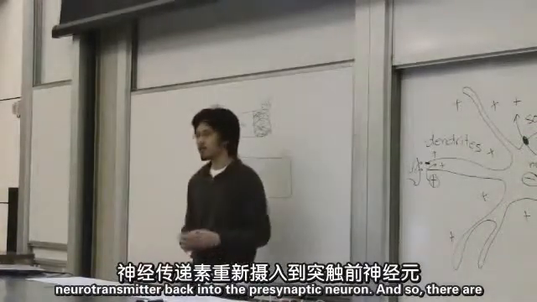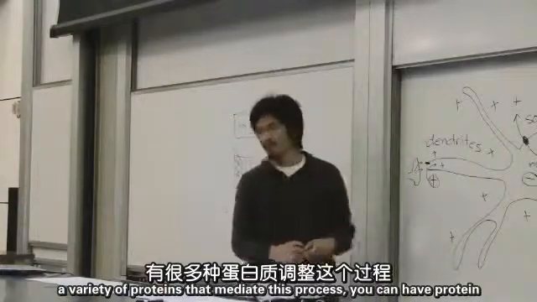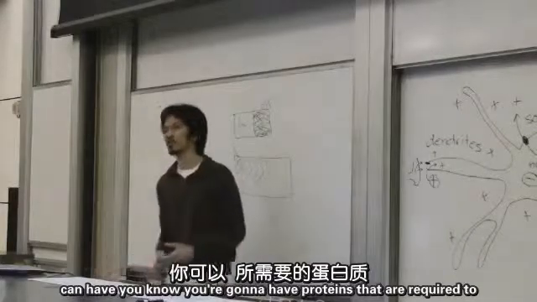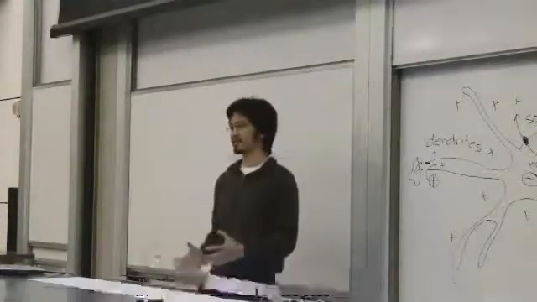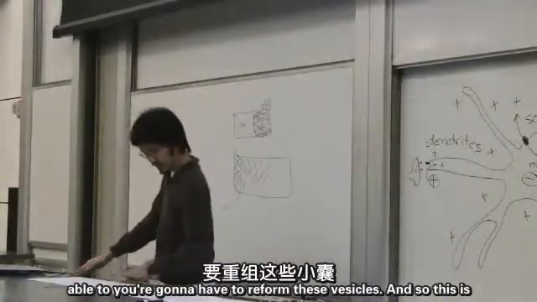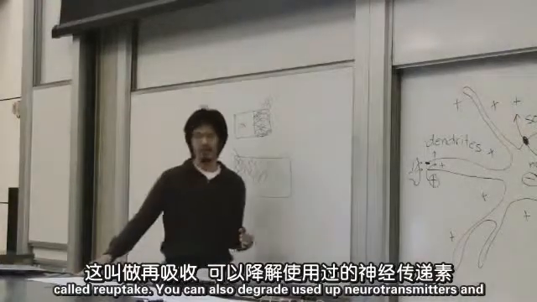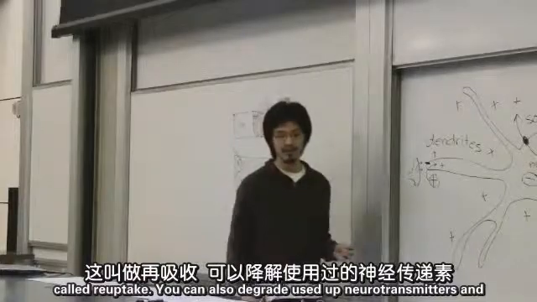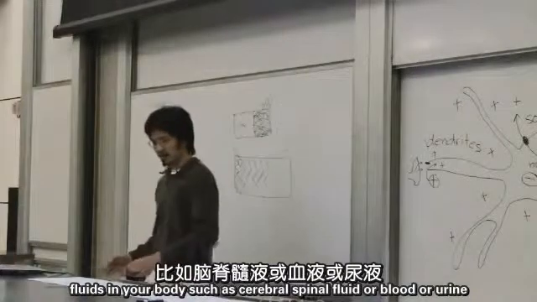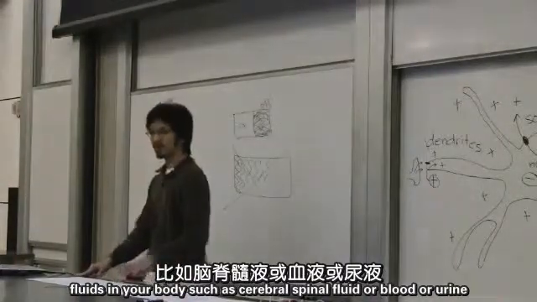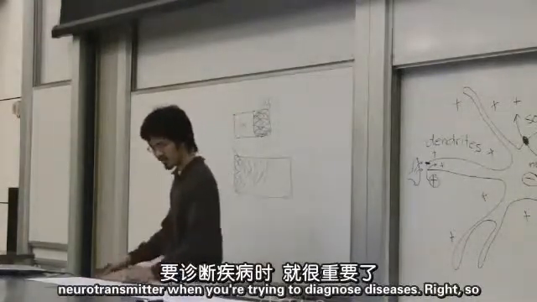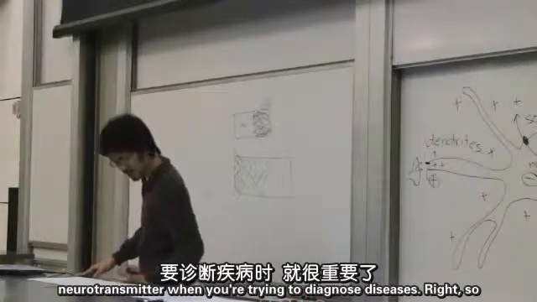There are a variety of proteins that mediate this process. You can have protein pumps that pump the neurotransmitter back into the presynapse. You're going to have proteins that are required to repackage the neurotransmitters in the vesicles, and you're going to have to reform these vesicles. This is called reuptake. You can also degrade used-up neurotransmitters. When you do so, these degradation products can be detected in certain fluids in your body, such as cerebrospinal fluid, blood, or urine. This is important when you want to detect levels of neurotransmitter to diagnose diseases.